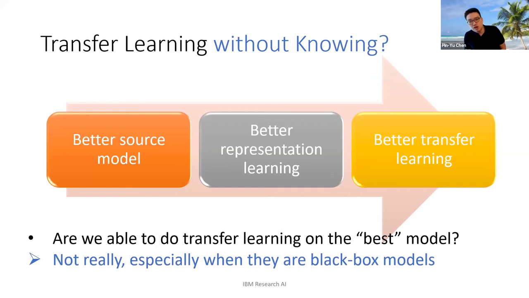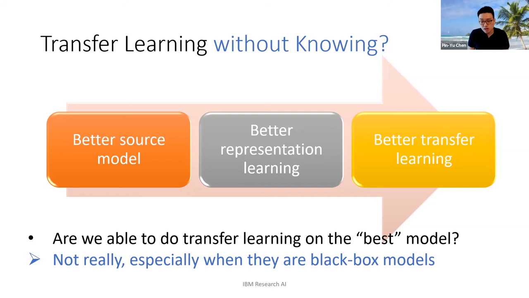But the question that we are thinking about is whether it is true that a better source model will give you a better representation learning, and hence a better transfer learning capability. Usually the best models available are actually black box models. These are commercial models, or models trained on massive resources whose owners do not want to release the whole model parameters. We have seen scenarios like that.